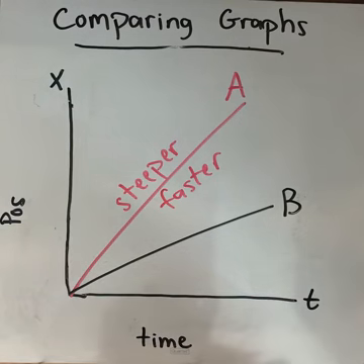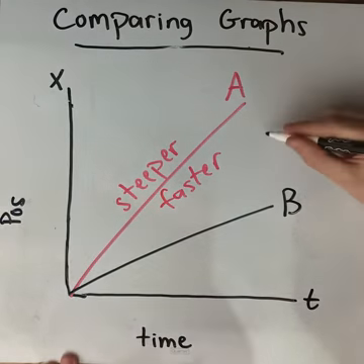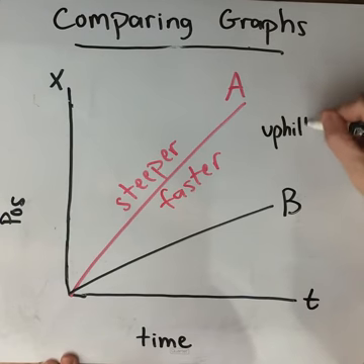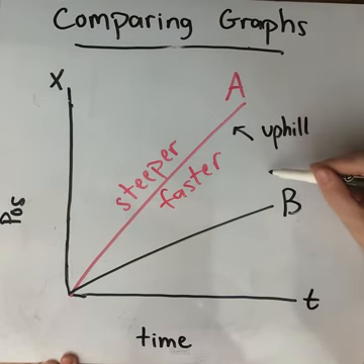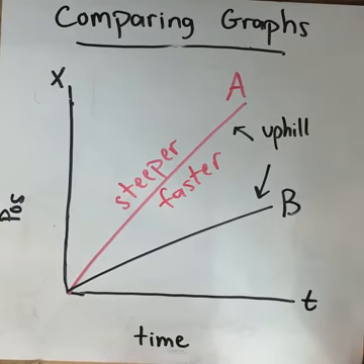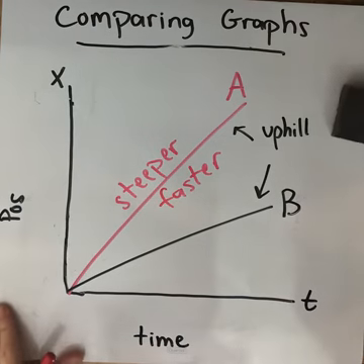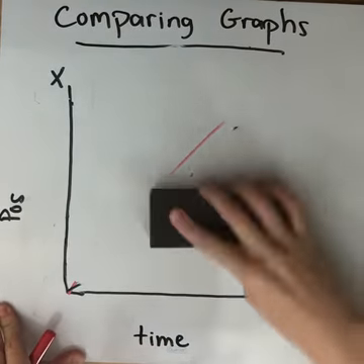Now, if the test asks how they're the same, notice that both of these graphs are going uphill. That means that both graphs are moving in the forward direction, so they have that in common. Let's look at another example.